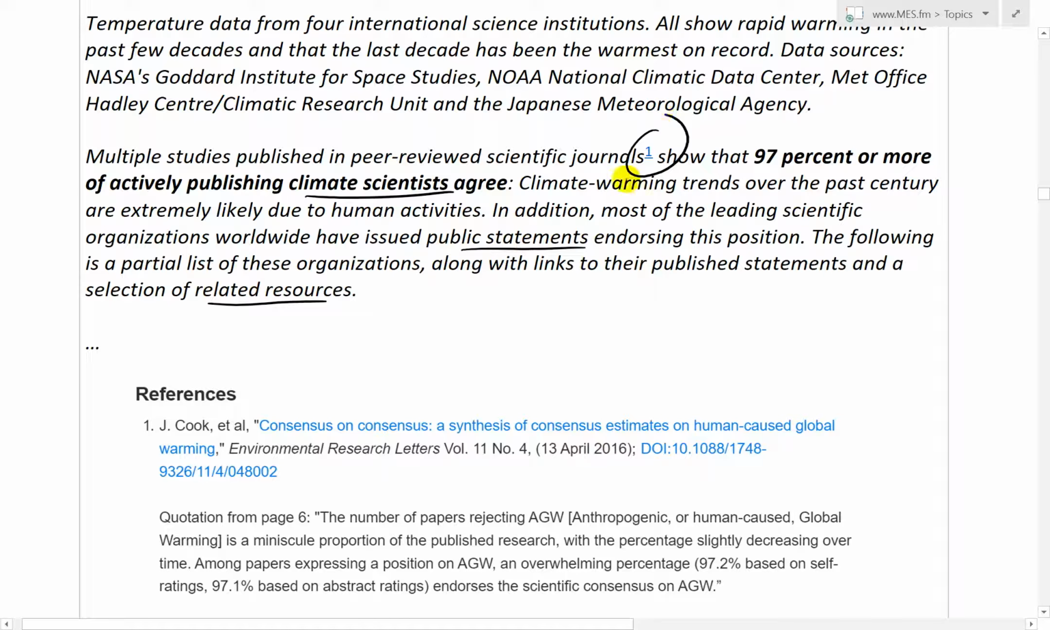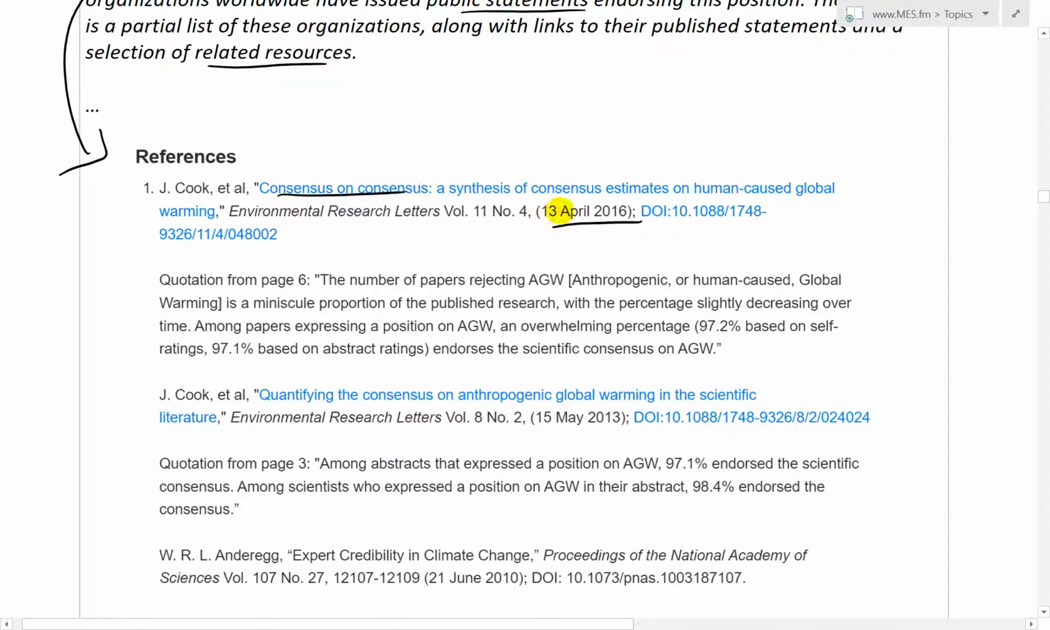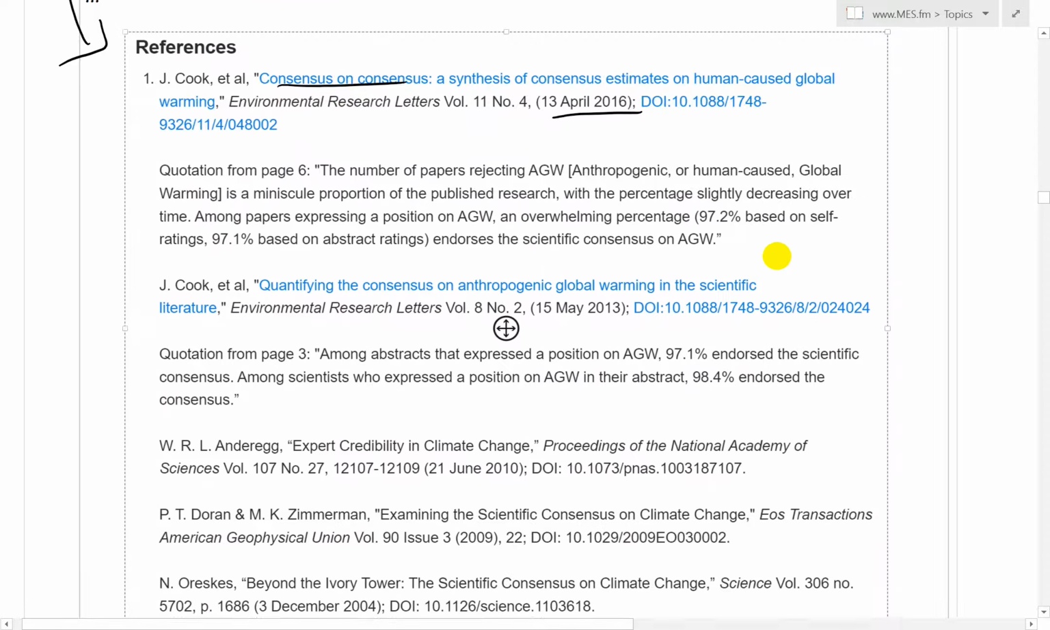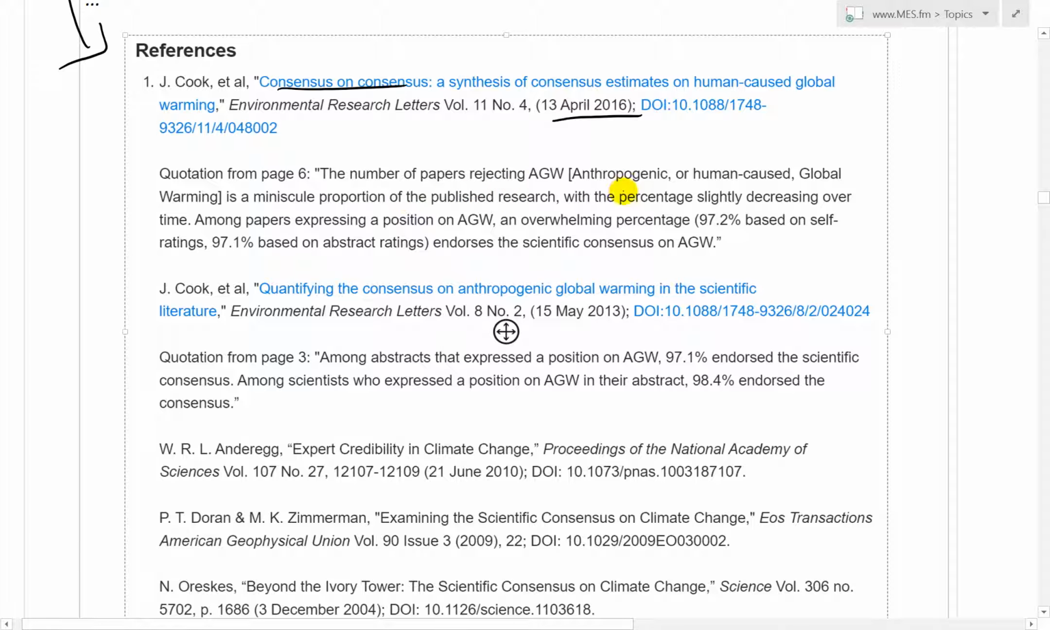This is the reference here, number 1. It goes to here, and this is a 2016 paper, Cook et al., Consensus on Consensus: a synthesis of consensus estimates on human-caused global warming. Yeah, this is just consensus on consensus of different papers on consensus. Quotation: the number of papers rejecting AGW, anthropogenic, or human-caused global warming, is a minuscule proportion of the published research, with the percentage slightly decreasing over time.